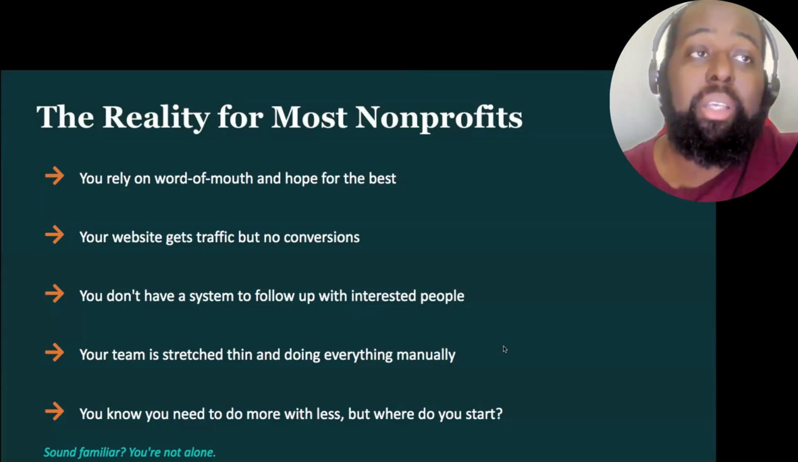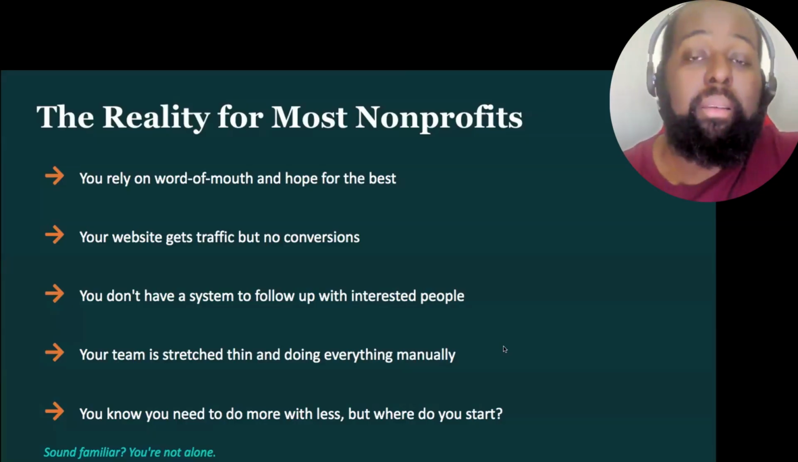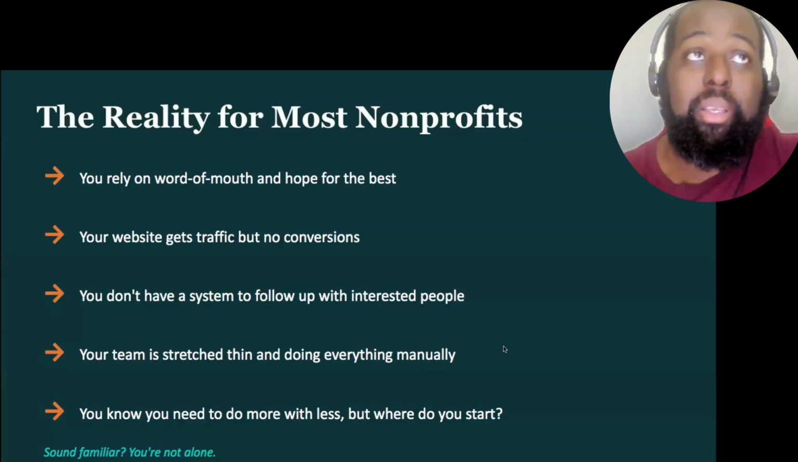And then last but not least, you need to do more, but you have less. So where do you start? You're trying to figure out what you could do with what you actually have in your hand now. So if this all sounds familiar, I promise you're not by yourself. So we're going to jump in here to first set the groundwork.